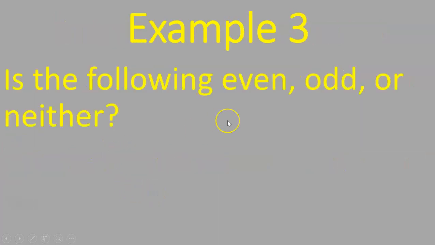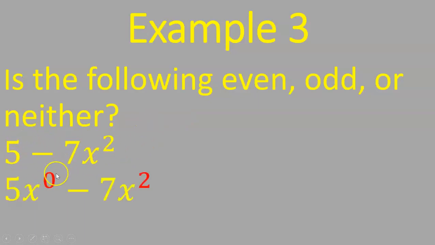So I want to ask again, is the following even, odd, or neither for this third example? At first you might think that, well, maybe it's neither, but if you look, we have a 5 here. That is the same thing as 5 times x to the 0 power, and both 0 and 2 are even. 0 is an even number, because if you divide by 2, it has no remainder. These are both even, therefore it's an even function.